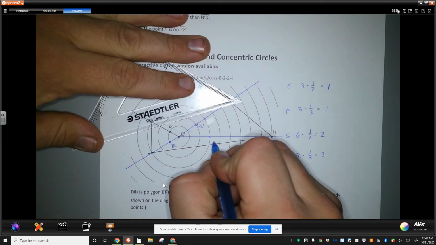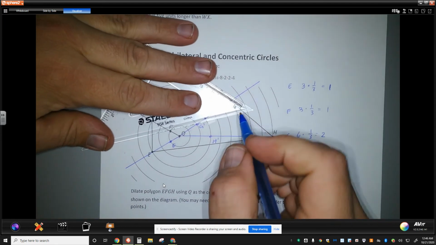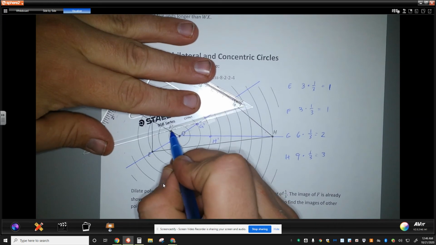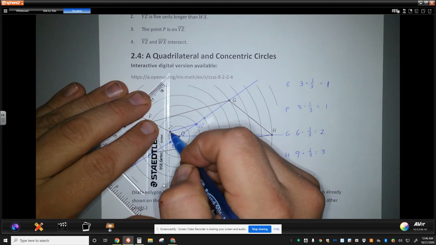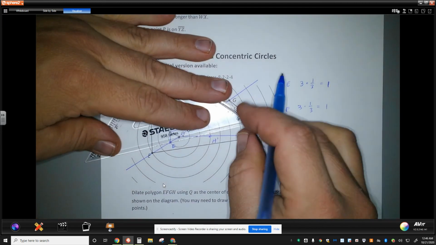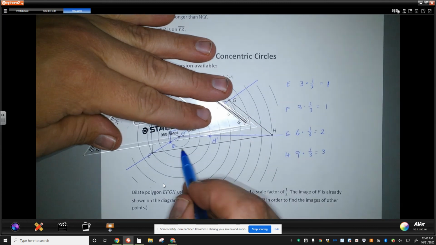So we go ahead and connect these points. And what we should see as we connect these points is that under this dilation, I get the exact same figure, but on a much smaller scale.